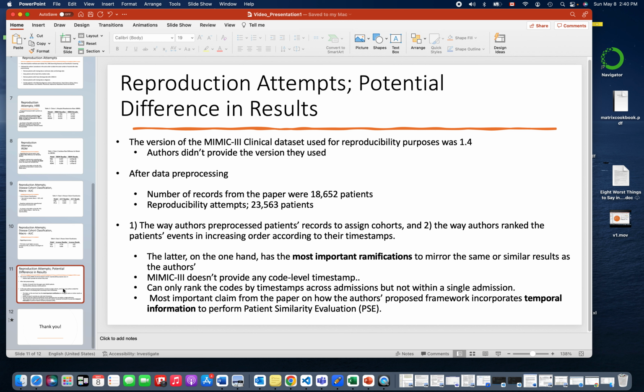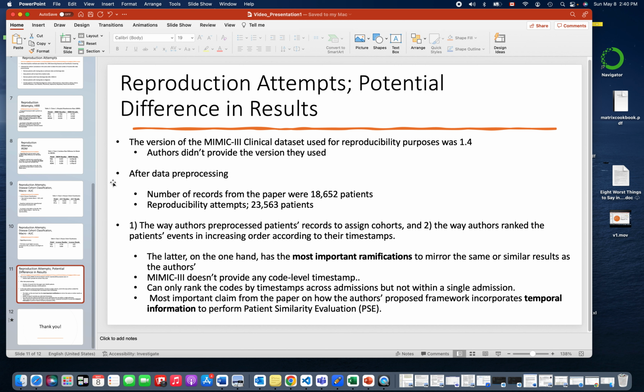I used version 1.4 of the MIMIC3 clinical dataset. The authors didn't state what version of the MIMIC3 they used. After data preprocessing, my number of records was over 23,000, whereas the authors' was over 18,000. There were 2 important implications that might definitely affect the difference in results.